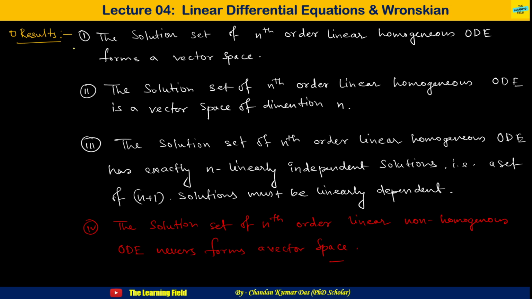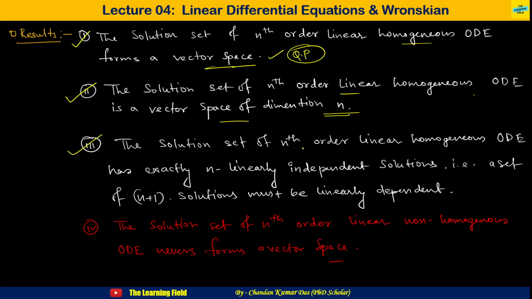Now there are some results which are very important here. Result number 1 says that the solution set of an nth order linear homogeneous ordinary differential equation forms a vector space. This can come in the question paper as an option. Number 2: the solution set of an nth order linear homogeneous differential equation is a vector space of dimension n. So it forms a vector space, an n-dimensional vector space actually.